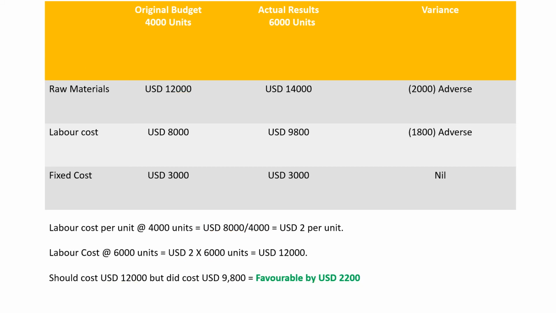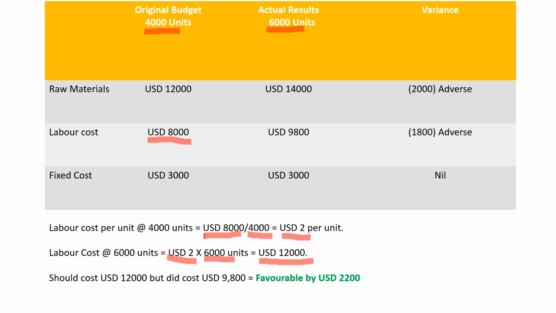Let's look at the same example, but this time looking at labor cost. Now, from the original budget, which means at 4,000 units, we had a labor cost of $8,000. Using the same principle, we can calculate the labor cost per unit. All we need to do is take $8,000 and divide by 4,000 units, which means the labor cost per unit is $2. Now, using this information on the actual results, which means the actual units of 6,000, the labor cost should be $2 multiplied by 6,000 units, giving us a labor cost of $12,000. Remember, this is what labor should cost.